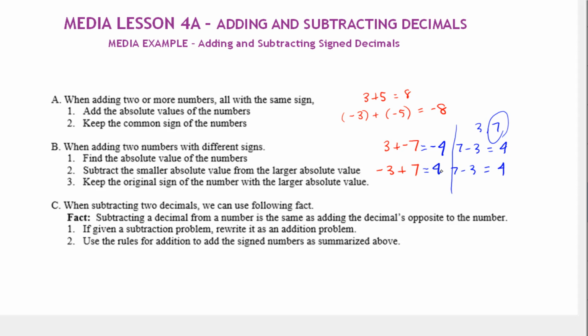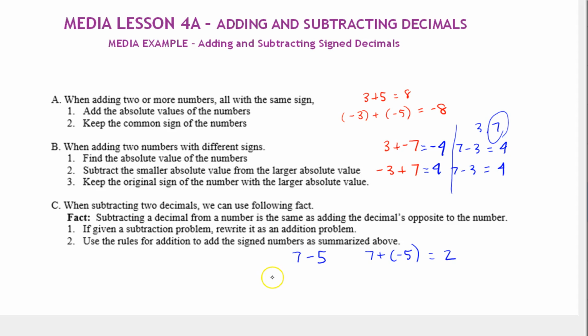Okay. And then finally, when subtracting two decimals, we can use the following fact. Subtracting a decimal from a number is the same as adding the decimal's opposite to the number. So if you'd like to, and we'll use this a few times, if you're given a subtraction problem, you can rewrite it as an addition problem, and then we can use the rules above. So for example, if I had 7 minus 5, I would honestly just say that's 2. I probably wouldn't write it as 7 plus negative 5. Subtract the numbers, 2, 7 is larger and it's positive, and we have 2. That's a lot of work.